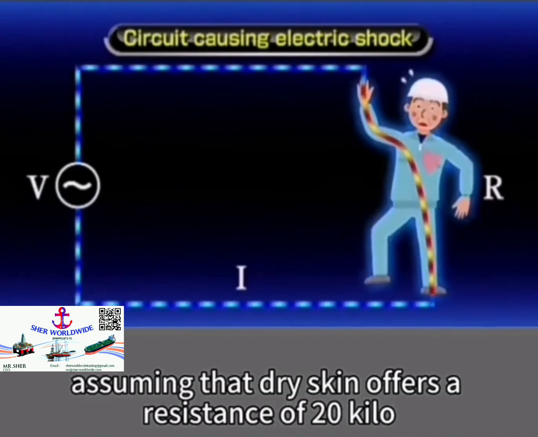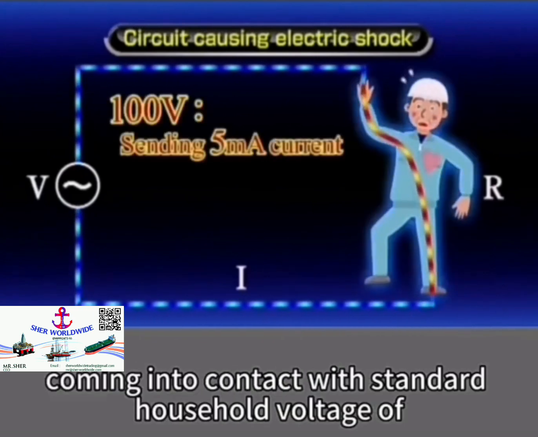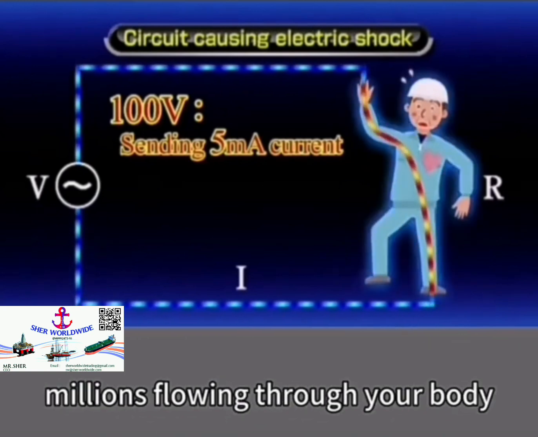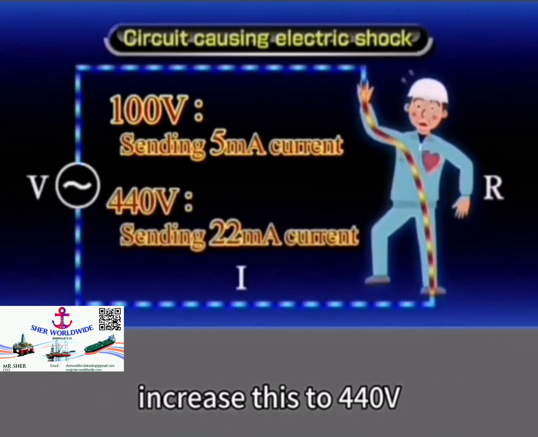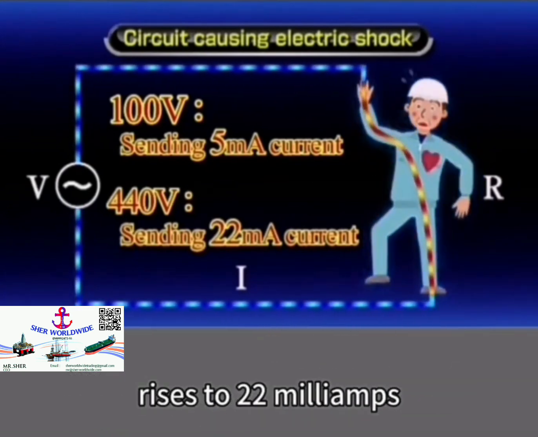Assuming that dry skin offers a resistance of 20 kiloohms, coming into contact with standard household voltage of 100 volts will send a current of 5 milliamps flowing through your body. Increase this to 440 volts, and the current flowing through your body rises to 22 milliamps.